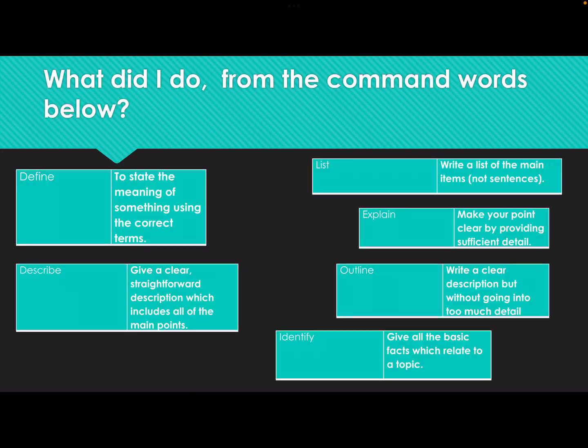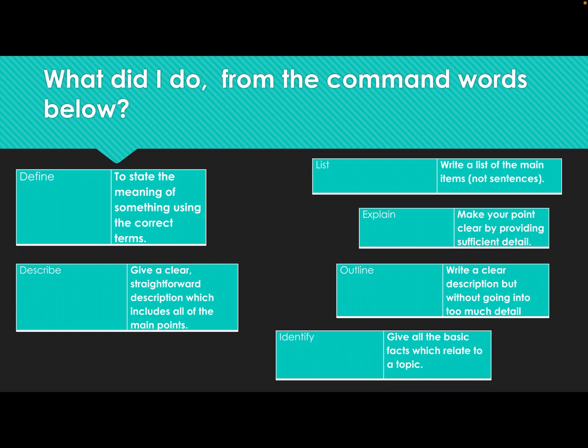So after this starter, what we then do is bring up this particular slide and get students to read through the different command words and to try and work out which command word was just being used on that previous task. And the answer, of course, is list. So write a list of the main items, but not in sentences.